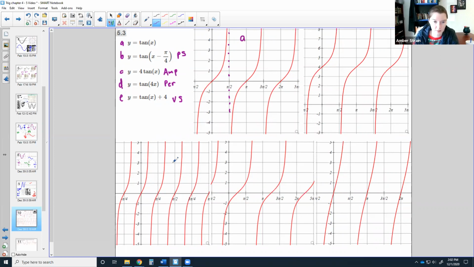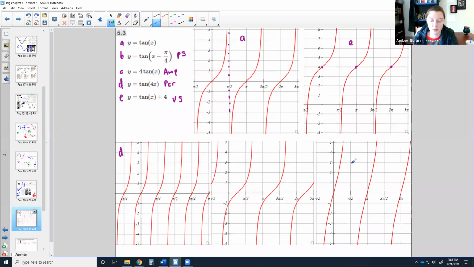This one is the most obvious because it is more frequent, so this one's going to be D. This one got bumped up. Notice how it's centered right here. So it almost looks like a cubic. So right here it got shifted up 4, so this one is E.